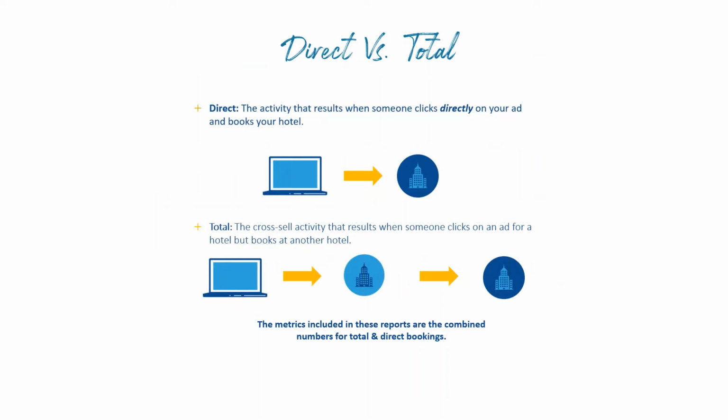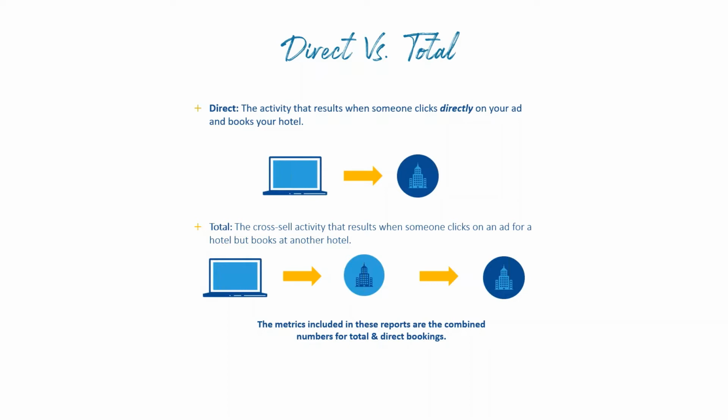In the reports that I send out every month, you'll only see where it says total bookings, but there is also a separate direct bookings number that is listed on my end. I don't always share that information just because it can get a little bit confusing, but just to clarify, the direct is the activity that results when someone clicks directly on your ad and books your hotel. So kind of self-explanatory there. If your ad pops up, someone sees it and they click through on it, and they end up booking directly through that, that's going to be a direct.